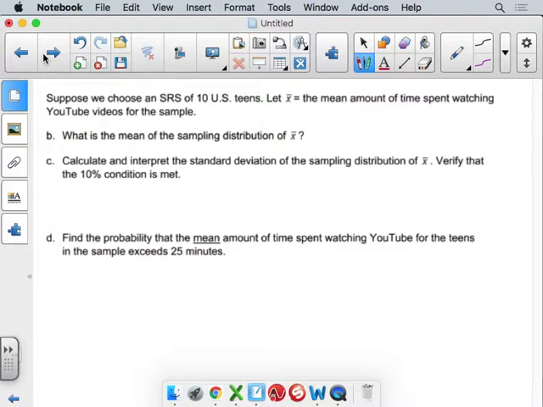Then let's look at the difference if we did a sample of 10. Suppose now we did a sample size of 10 US teens. Wouldn't it be the same? The mean is going to be the same, right? The mean is still 18.5, so our average is going to be that no matter what, but the standard deviation should change.